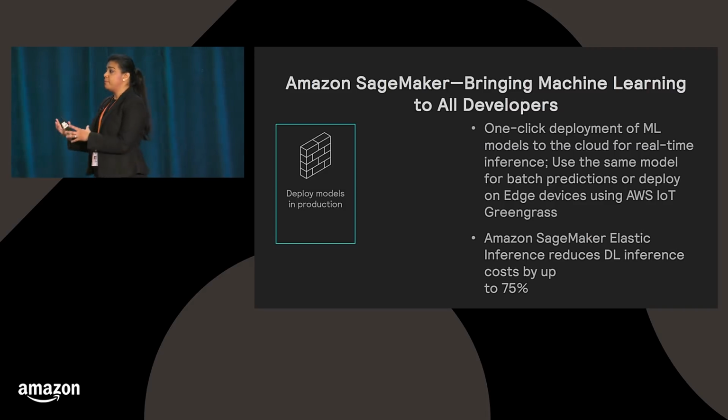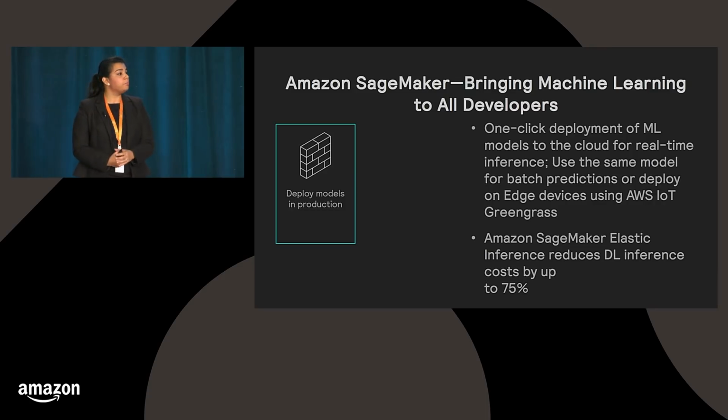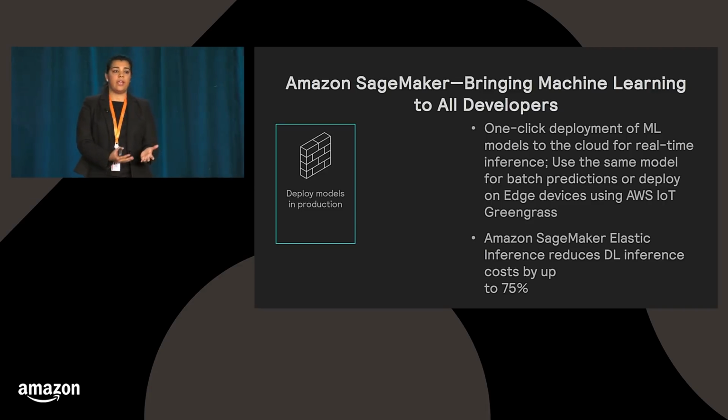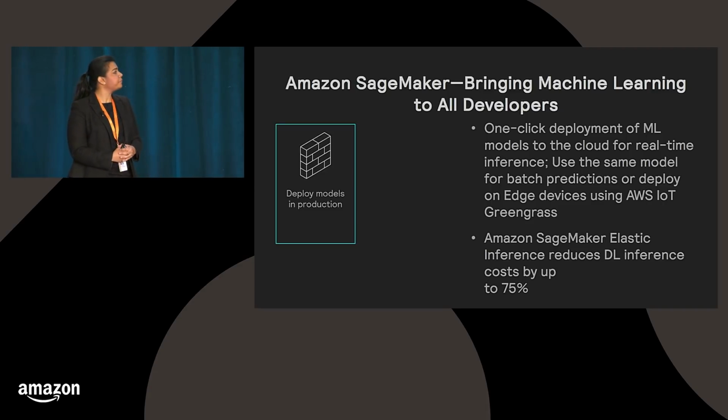Once you've optimized your machine learning model and you have it ready and you're ready to deploy it into production, you can deploy it in several ways in SageMaker. And you can bring models that you've trained in SageMaker, or you can bring models that you may have already trained in your own environment and just deploy them in SageMaker.